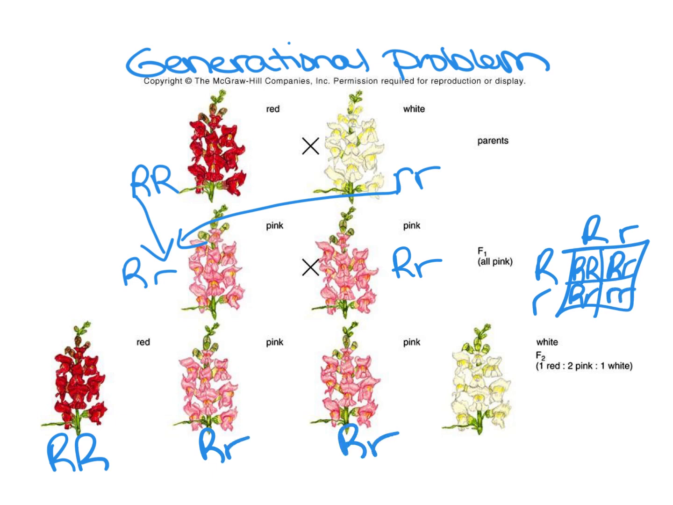And little r gives us our white. So we see 1 out of the 4 being red, 2 out of the 4 being pink, and 1 out of the 4 being white in this F2 generation.